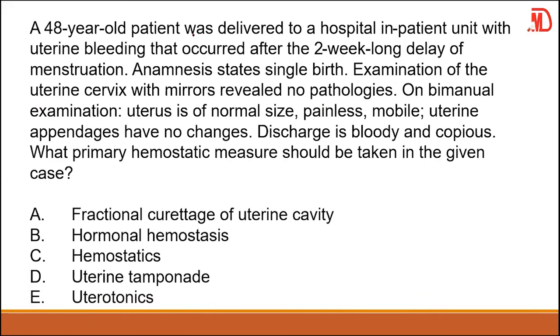A 48-year-old patient was delivered to a hospital inpatient unit, that means admitted, with uterine bleeding that occurred after a two-week-long delay of menstruation. Guys, look: 48, menstruation delay. What diagnosis comes to your mind? I'm looking for the diagnosis. People entering into menopause and bleeding. What condition is it? Climacteric. Come again?